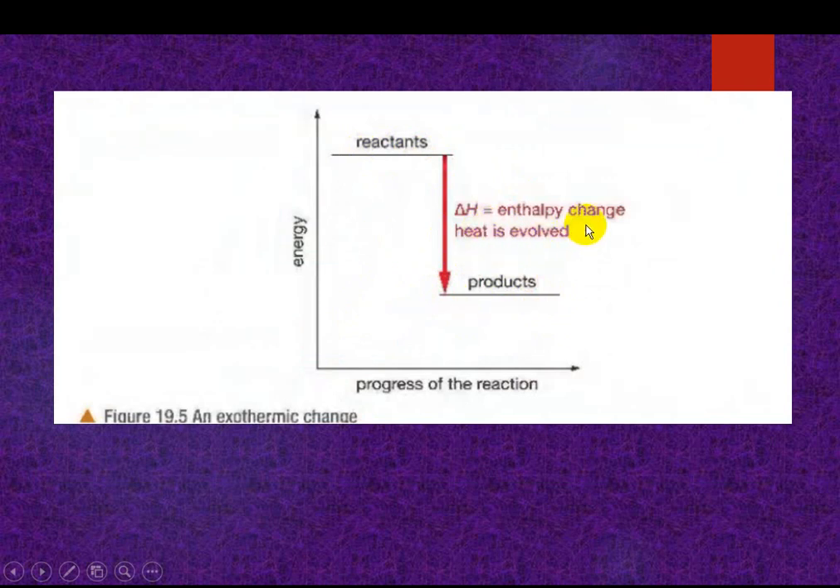Delta H is enthalpy change. Heat is evolved, that means released. Here reactant energy is more than product energy. The progress of the reaction occurs this way. So this is the profile diagram, or energy diagram, of an exothermic reaction.